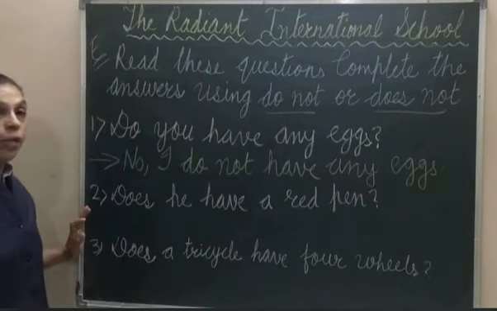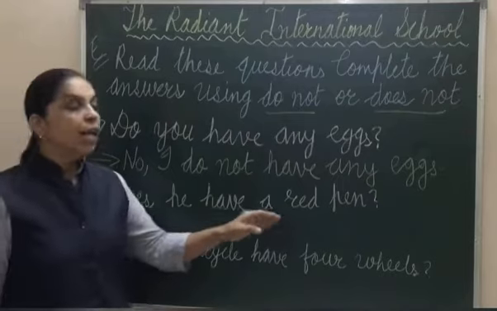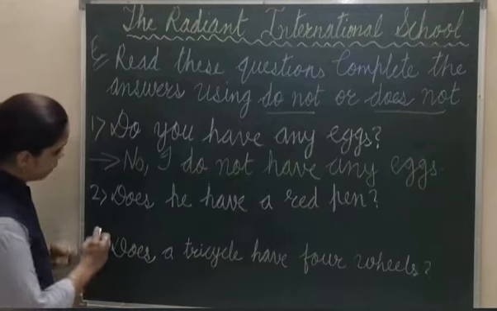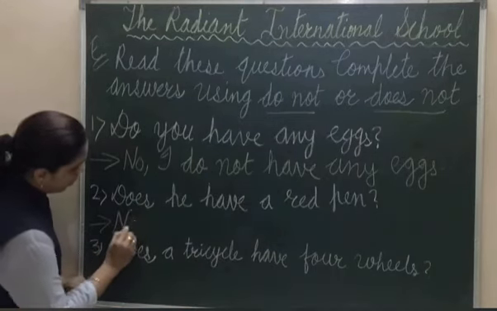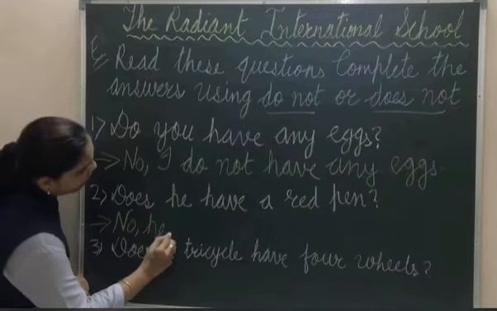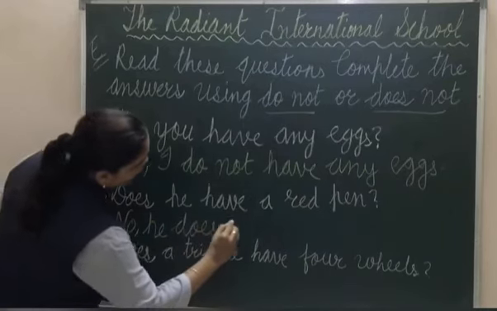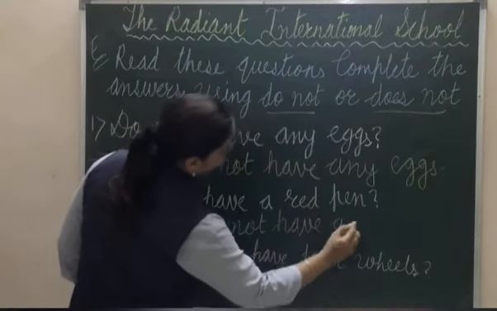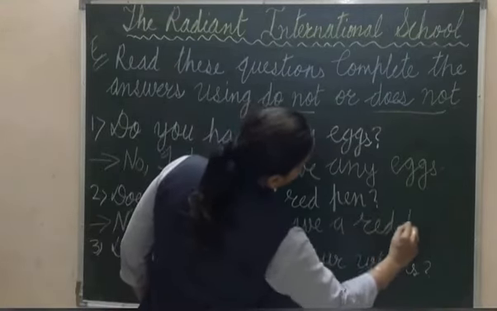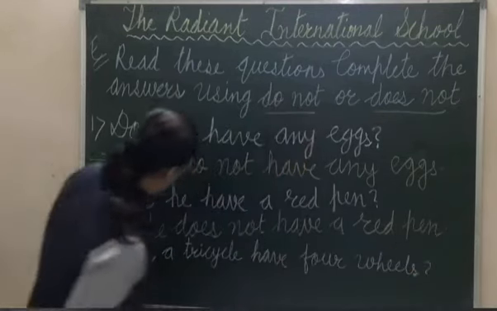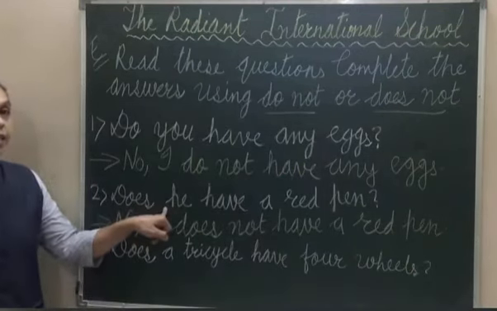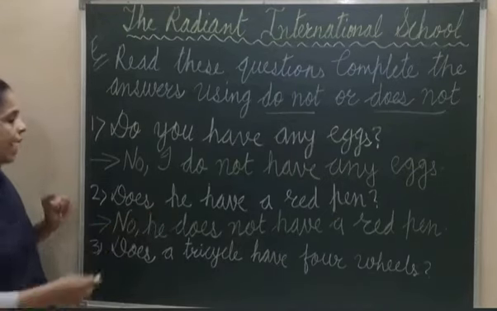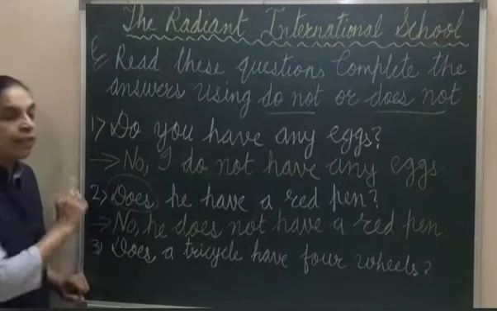Now, number two. Does he have a red pen? Does he have a red pen? The sentence will be, no, he does not have a red pen. Now here, it is he, and he is a singular pronoun. That's why the question begins with does.